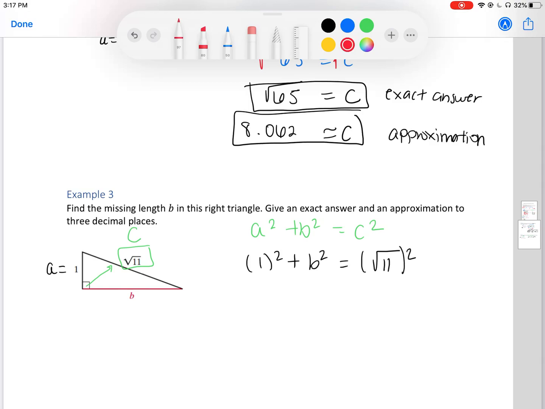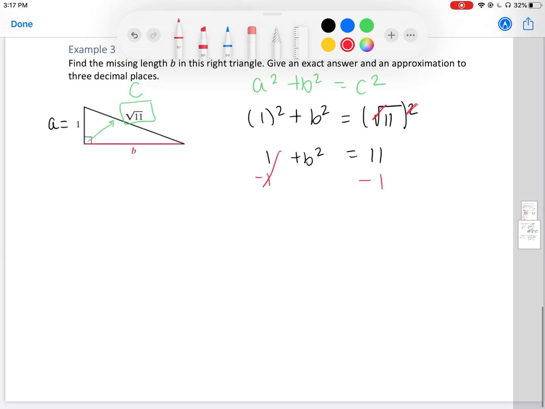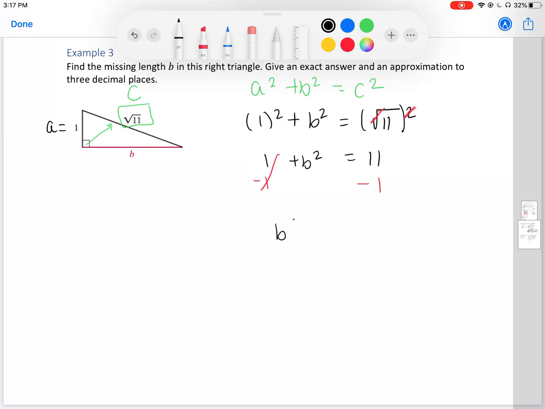What happens with that square and square root of 11? They're opposites, right? So we're just left with 11. Now on the other side, I'm left with 1 squared, which is just 1, plus b squared. I want to get b by itself, so I'll subtract 1 from both sides. We're left with b squared is equal to 11 minus 1, which is 10. We take the square root of both sides to undo that square. We're left with b is equal to the square root of 10. And this is one of our answers. This is your exact answer.